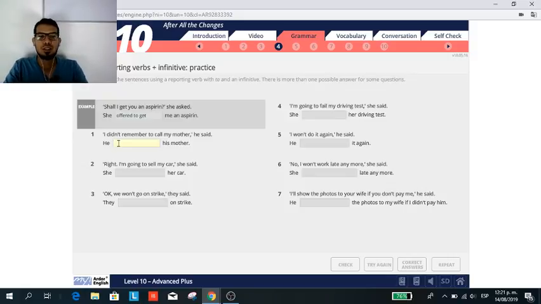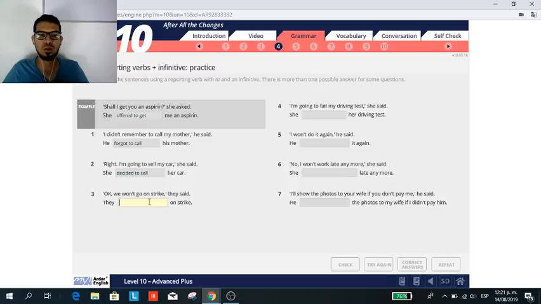Okay, let's concentrate. "I didn't remember to call my mother." He forgot. Okay, when you don't remember something, then you forgot something. He forgot to call his mother. "Right, I'm going to sell my car," she said. Okay, she made a decision. When you're going to sell something, you make a decision. She decided to sell her car.